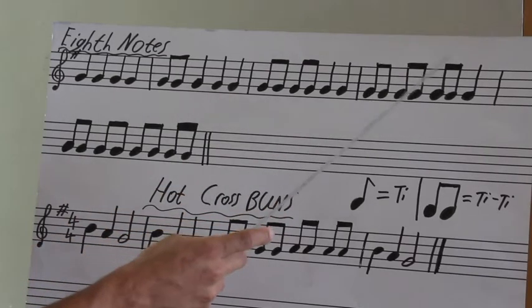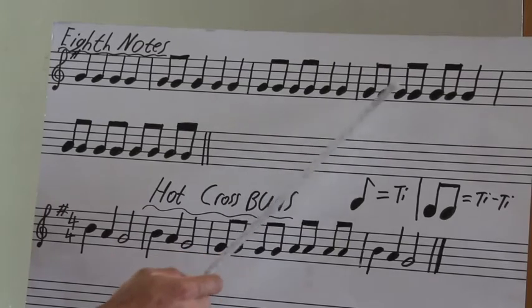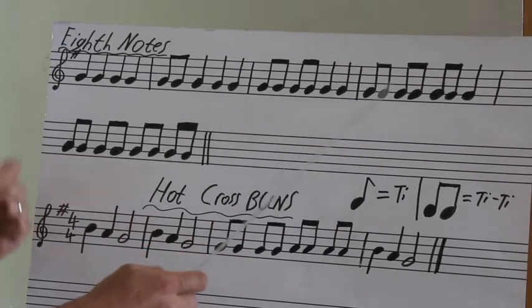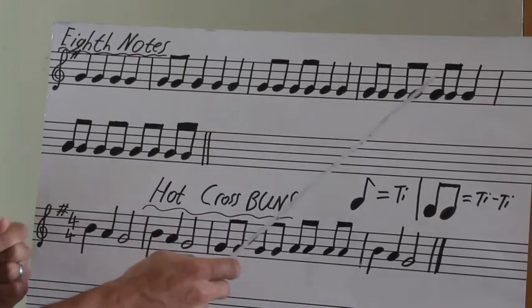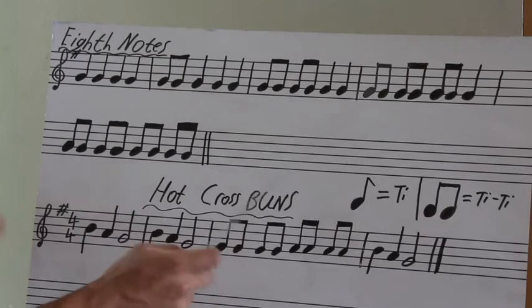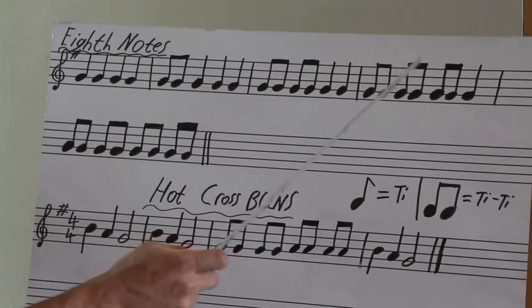It's to bar 4. Now we have 3 pairs of eighth notes. 1 pair, 2 pair, 3 pair, and then a quarter note. So that's going to be ti-ti, ti-ti, ti-ti, ta. Say it with me. Ti-ti, ti-ti, ti-ti, ta.